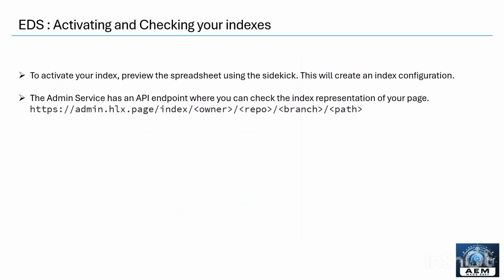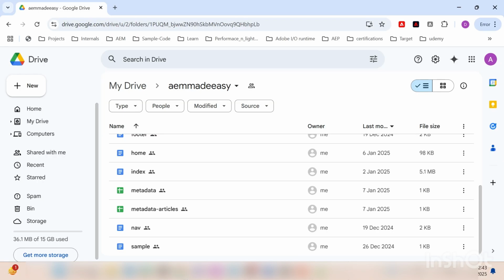Once your sheet is ready, as is normal practice in EDS, you need to preview the spreadsheet using the Sidekick extension. That will create the index configuration, and there's also an admin service API endpoint available. Using that, we can also check the index representation of any page. Okay, so let's see this in action.